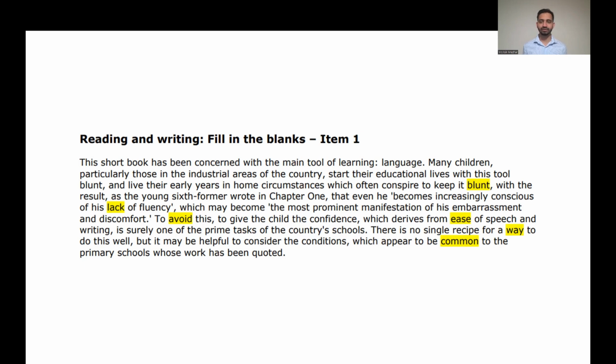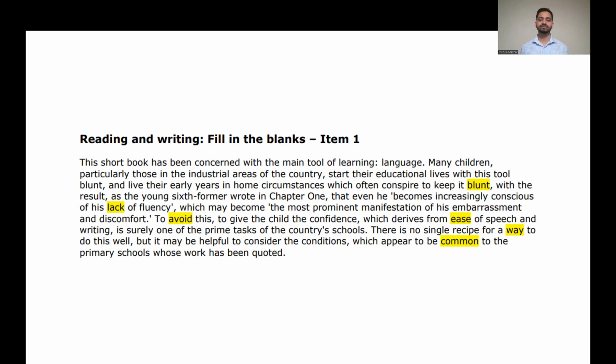Again, we're using the same word that has been used previously in the article. With the result, as the young sixth former wrote in chapter 1, that even he becomes increasingly conscious of his lack of fluency, which may become the most prominent manifestation of his embarrassment and discomfort.